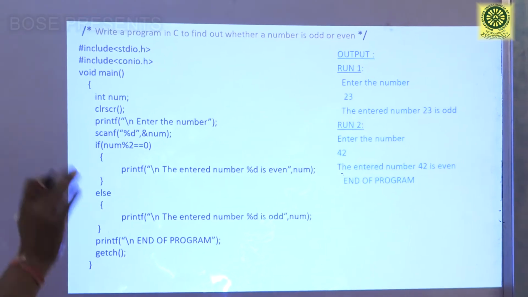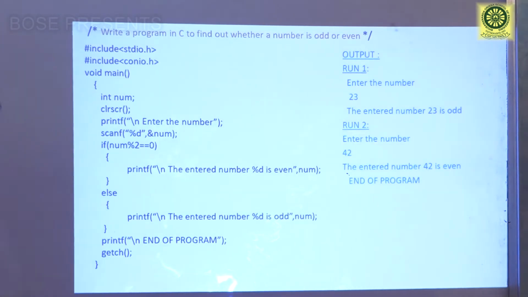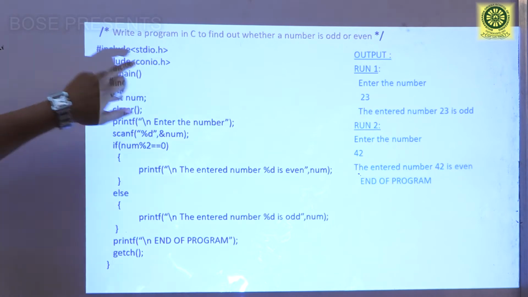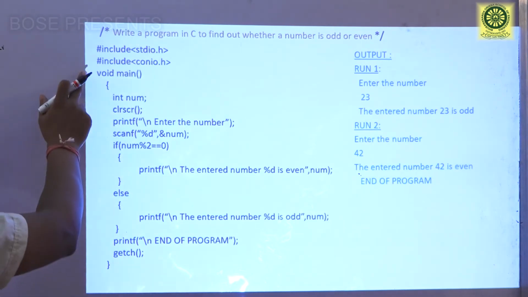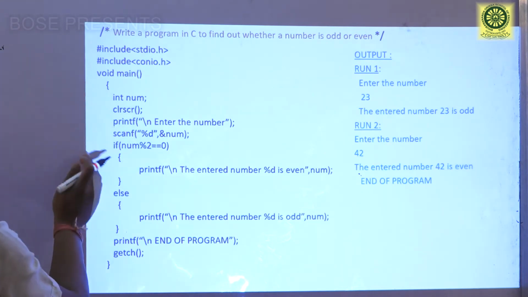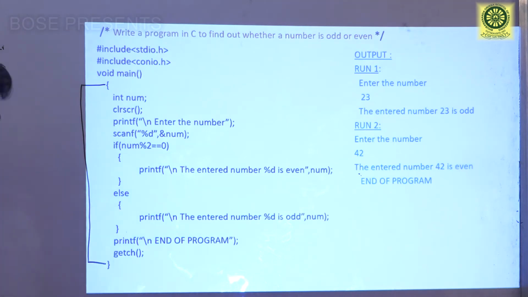which is enclosed in the comment symbols, and it is skipped by the compiler during the compilation process, and the next line is #include stdio.h. As I told you in my previous slide, this is the preprocessor directive and this is the header file, and #include conio.h. These two header files are always imported while a programmer writes a C program. Let's start our program. Void main, and this is the block of the program.